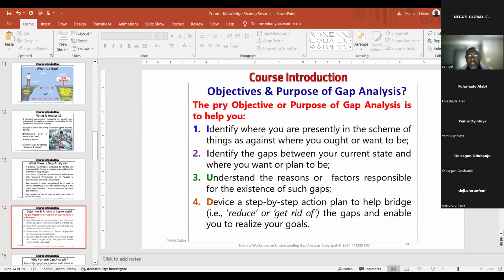Gap analysis is conducted to help you understand the reasons or the factors responsible for the existence of the gaps that you have identified. And then lastly, gap analysis is intended to help you devise a step-by-step action plan that will help you to bridge the gap between your current situation, your current position or your current achievement, and your promised land, where you intend to be, or whatever it is you want to achieve on the other side of the divide. So that's actually the objective or the purpose that gap analysis serves.